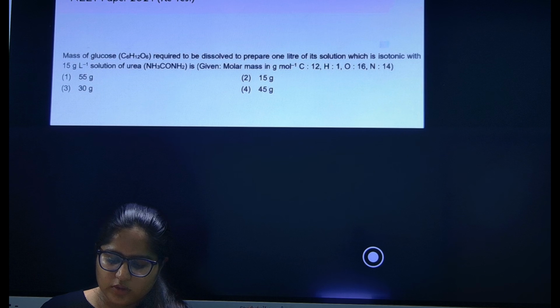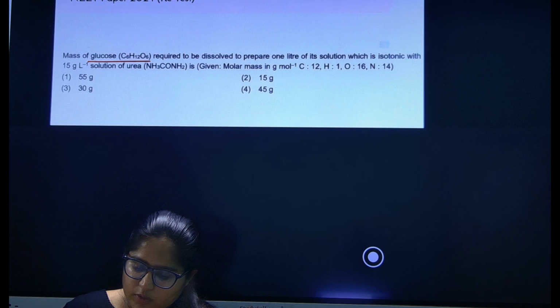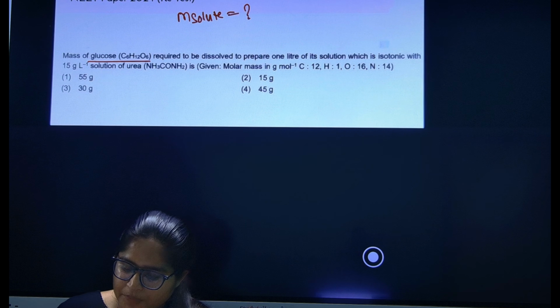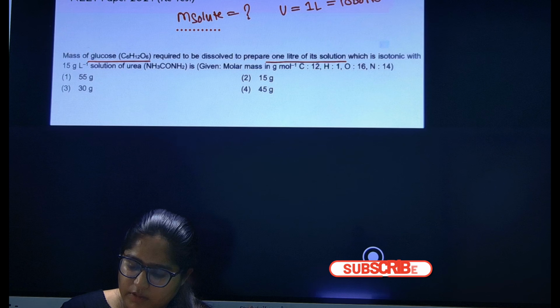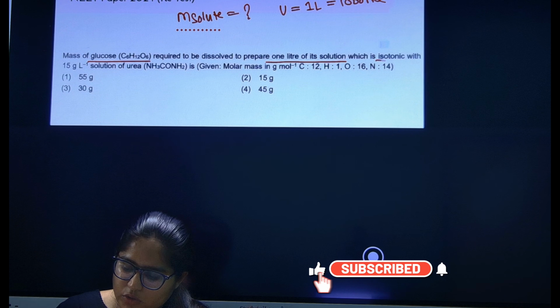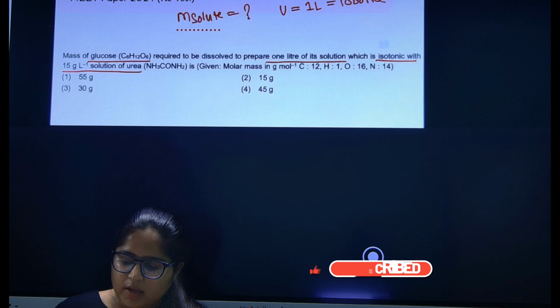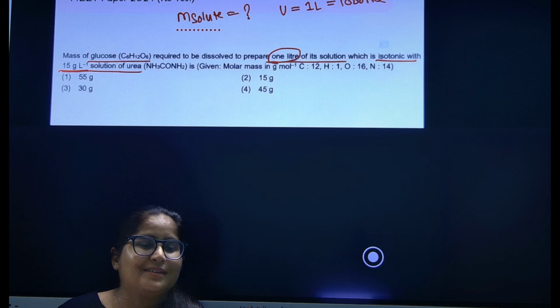Mass of glucose required to be dissolved to prepare. Mass of glucose means mass of solute they are asking. Required to dissolve, prepare 1 liter of solution. Volume of solution, how much have they given? 1 liter. I can say 1000 ml without any doubt, which is isotonic with 15 gram per liter solution of urea. Can you see, glucose solution volume is 1 liter, urea is also gram per liter, so both are 1 liter.